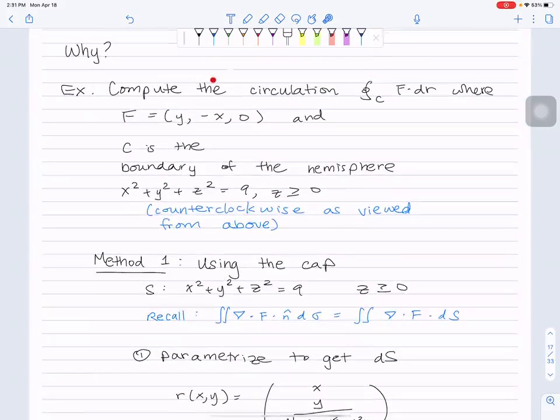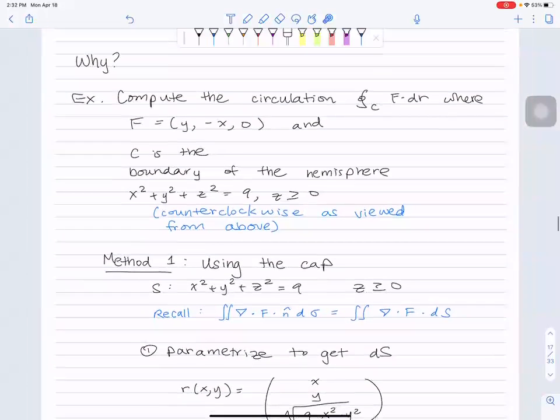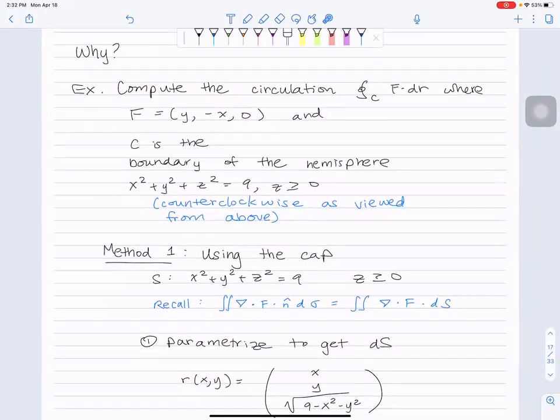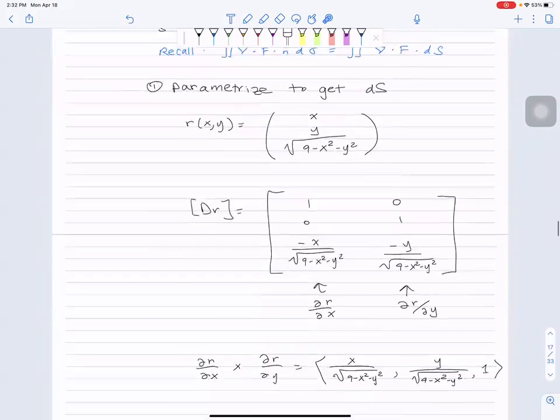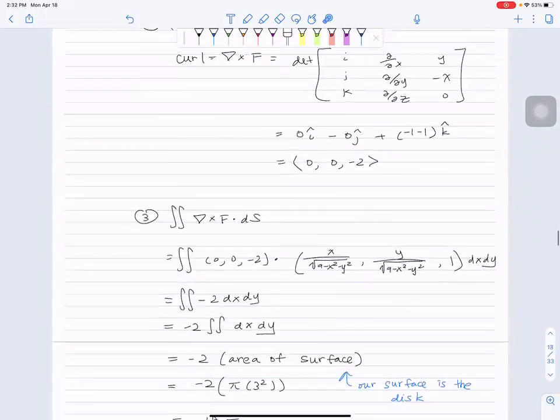We want to compute the circulation where F is this vector field and C is the boundary of a hemisphere. So you have some sphere, you cut it in half, you just have the hemisphere, and you're taking the boundary of that hemisphere. If we wanted to compute this circulation using Stokes' theorem, the first way is that we could use this cap and the boundary. If we want to use Stokes' theorem, what are the rules? We need to parameterize and find the curl and then use the formula.